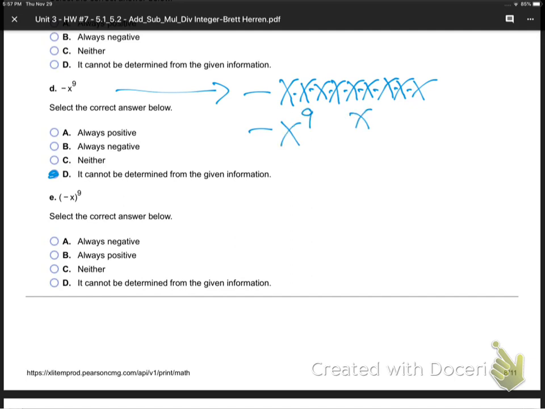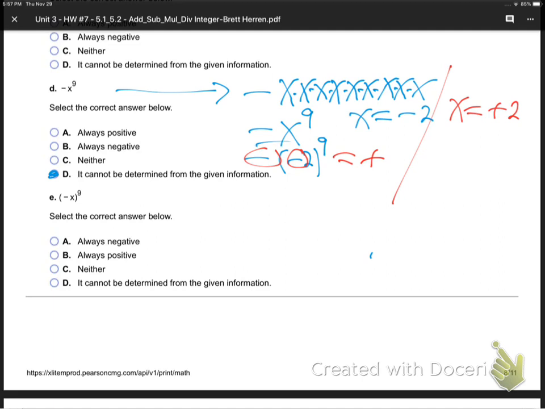If you put in a negative number like negative 2 or whatever, then remember, you put parentheses around anything you plug into a formula. Negative, negative 2 to the ninth. How many negatives will that be altogether? 9 negatives and one more, 10 negatives. It's actually going to be positive. Whereas if you plug in something like x is positive 2, then this expression, negative x to the ninth, will be negative 2 to the ninth. That'll be negative. So it cannot be determined. It depends on what x is.